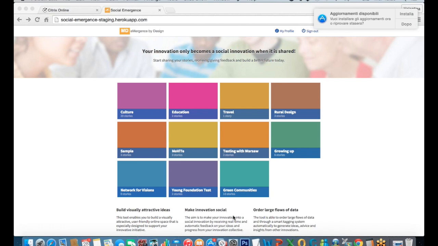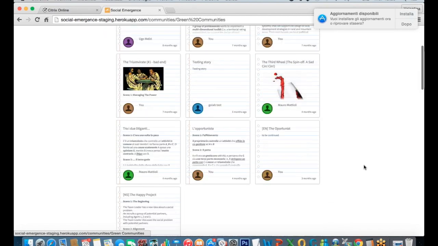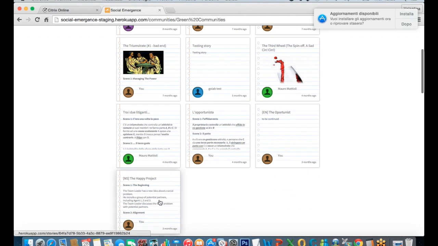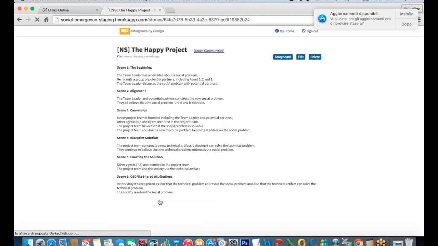So this is the entry point of our platform. As you can see here, there are different communities. Each community is referred to a project. This is the Green Communities project communities. Here you can see a number of narratives, and here you have what we call the narrative structure that was, let's say, at the basis, at the very abstract level of the Green Communities project.